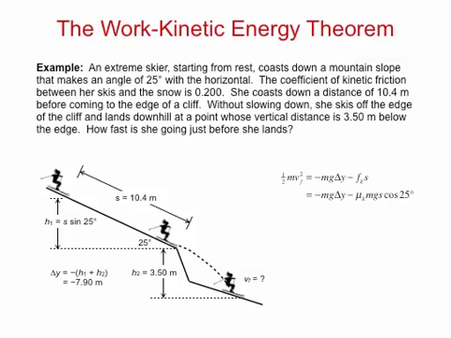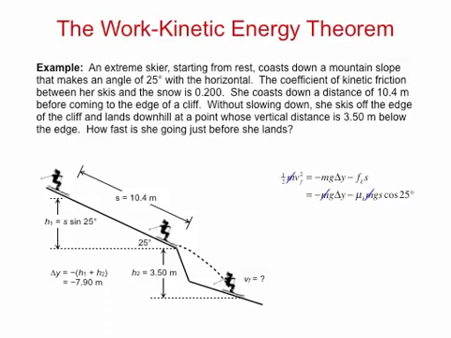Putting this all together, we find that 1/2 m v final squared equals minus mg delta y minus mu sub k mg S cosine of 25 degrees. Notice that the mass m appears in every term on both sides of the equation so that it cancels out. The answer does not depend on the mass, as we predicted earlier.